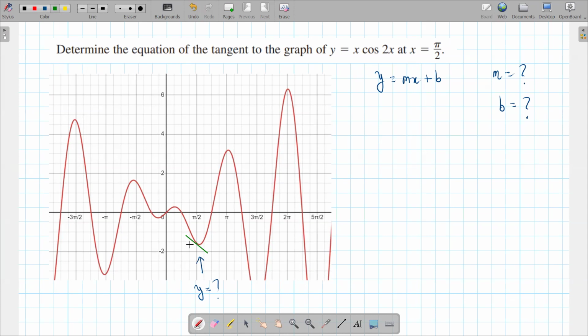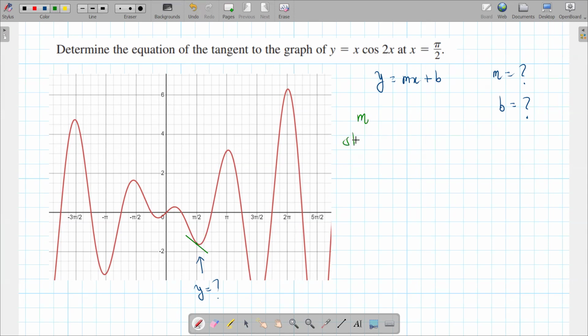If you look at this straight green line, and if you look at that red line, what do they share? They share this point, right? They're touching at one specific point. So that point is common for the green line as well as the red line. Actually, we can't find B just yet, but that concept is still true. To find B, we need M. So let's first find M.